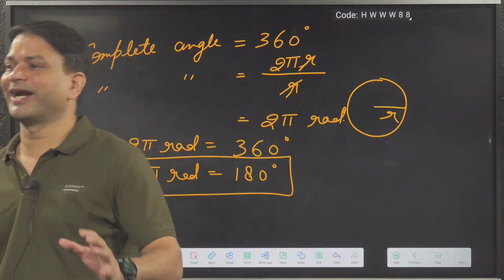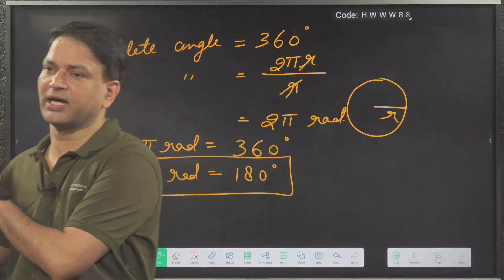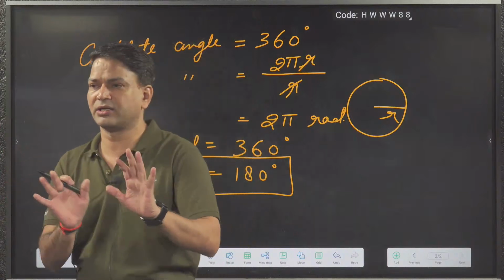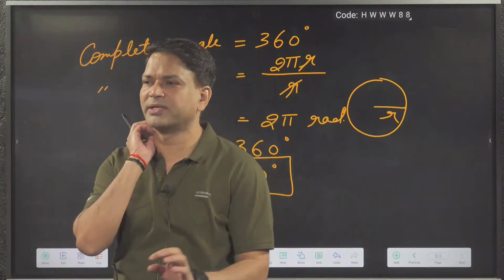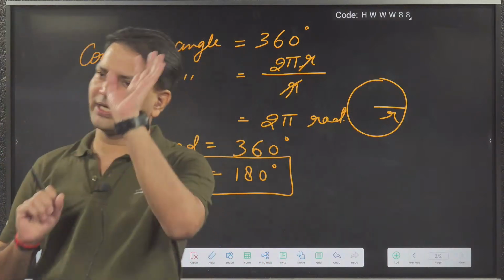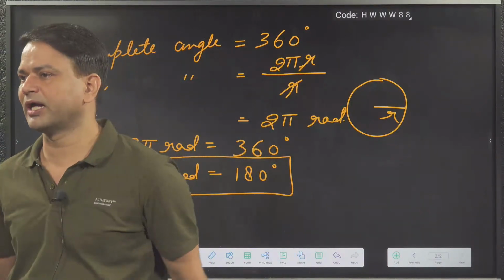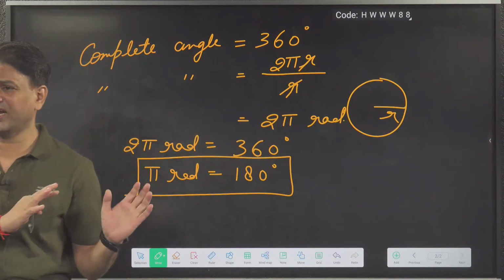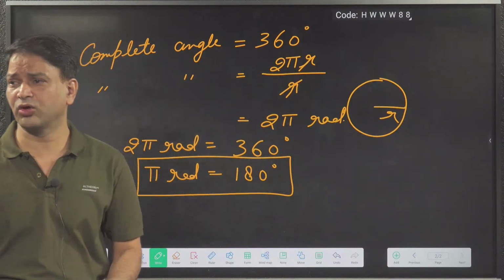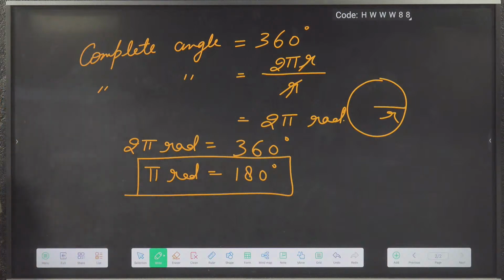Solid angle, what am I saying? Solid angle I will discuss in the unit dimension chapter. I don't require solid angle in the basic mathematics here. So what is the relation we got? Pi radian is equal to 180 degree. Understood?